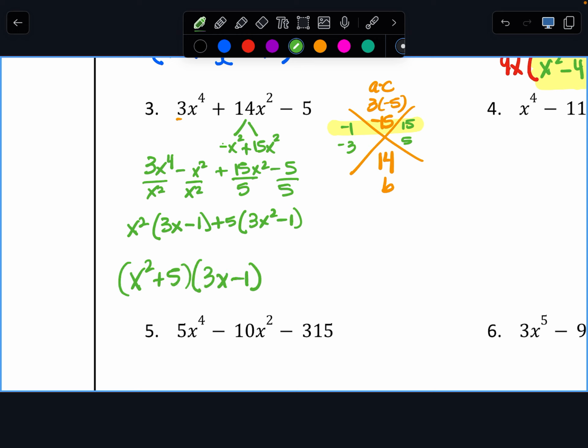3x squared minus 1. I know that I'm done because I can't do anything with this. This doesn't go any further, and even though this is a squared, 5 is not, so then I have to be finished. So that's my final answer.